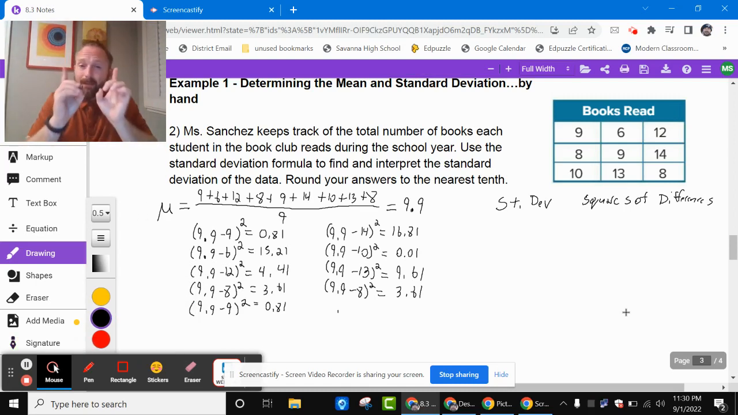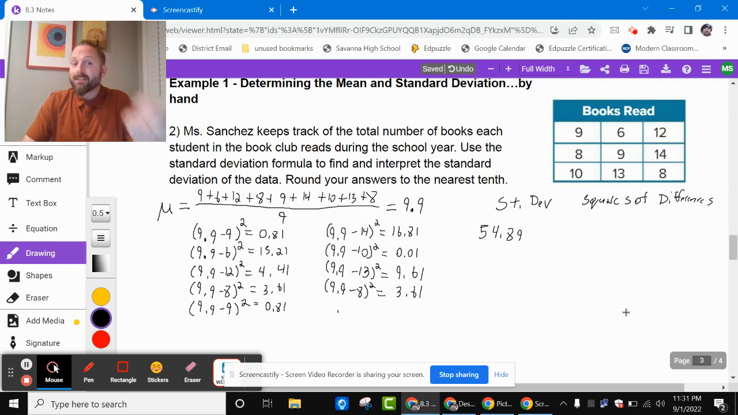Now, this is a very important time to tell you, guess what? You need to use a calculator, okay? Please use a calculator. Now, if I add these all up, I'm going to get 54.89. So I added the sum of all the squares of the differences. Now I'm going to divide by 9. I'm going to get the variance, and that's going to be 6.1.